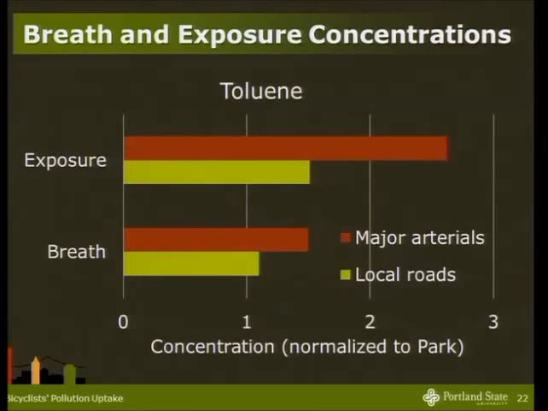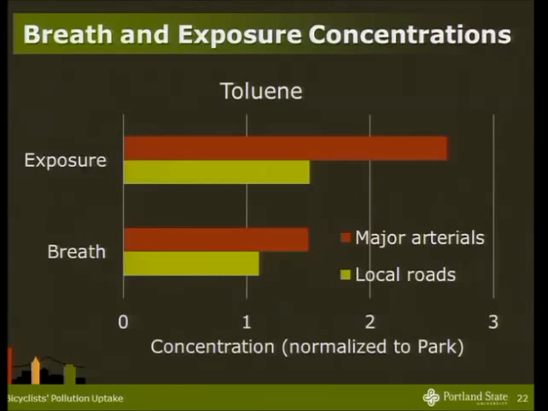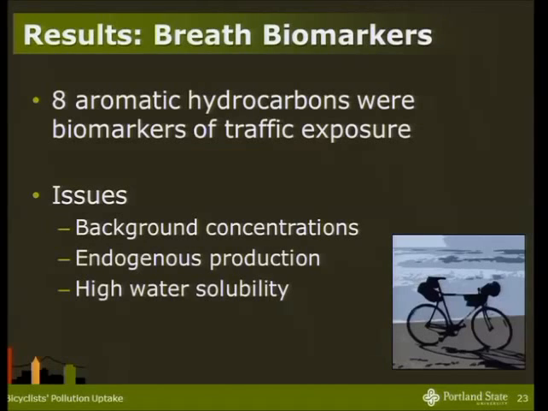So the elasticity between the two in the model results, I'm not sure if I have the slide on there, is about 0.5, which means that if you have a certain change in your exposure concentration, the change in your breath concentration is about half as large. We quantified about 75 compounds in the air samples that we took. Of those, about 25 were consistently quantifiable in both the breath and the exposure air of the bicyclists. Of those 25, 8 worked as what we'll call biomarkers of traffic exposure.